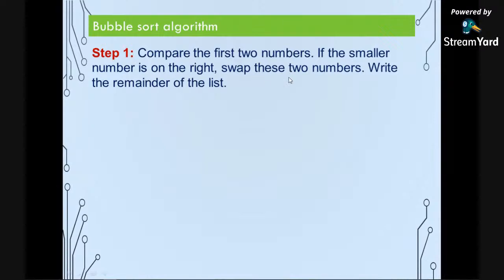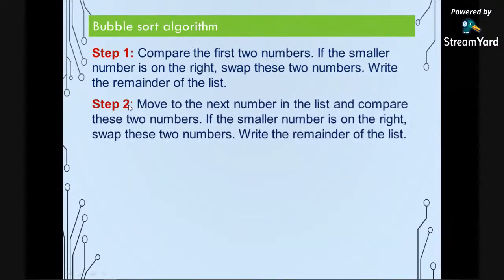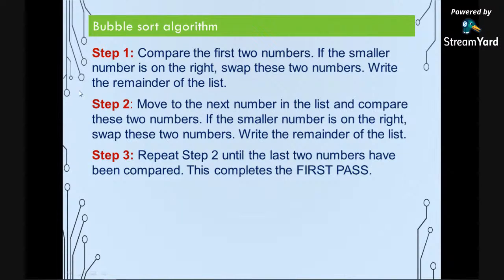Step one is to compare the first two numbers. If your smaller number is on the right, you swap them and then you write out the remainder of your list. Step two is to move to the next number in the list. Compare those two numbers. If the smaller number is on the right, swap those two numbers. Write the remainder of your list. You repeat step two until the last two numbers have been compared, and that completes the first pass. When we say pass, that's going through one set of the data and going through the entire list once.